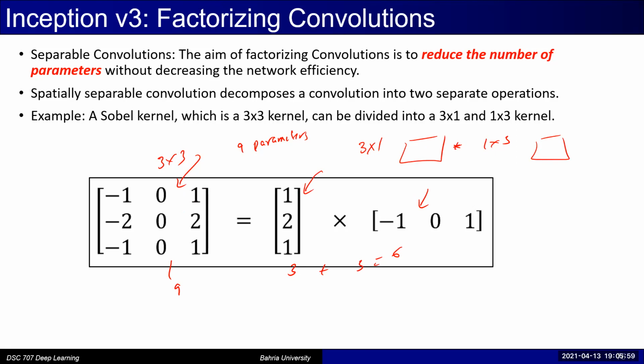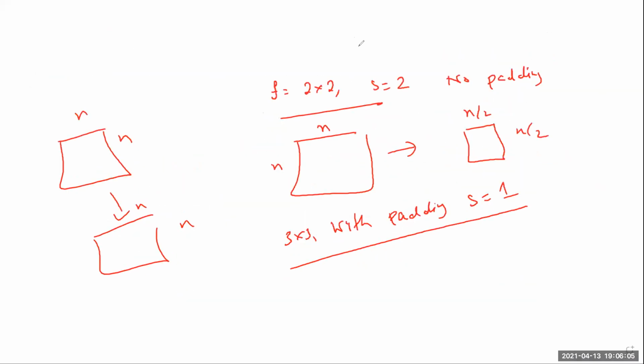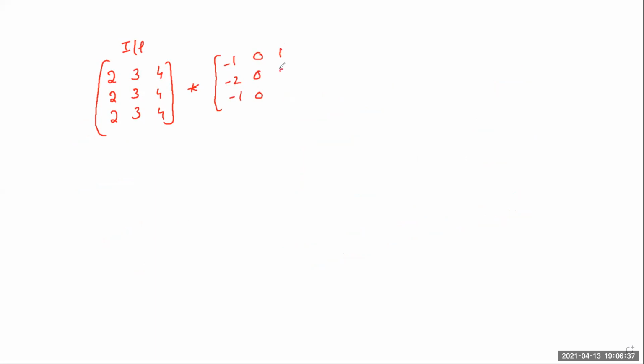Just to convince ourselves that we can actually get the same thing, let's take an example and apply convolution on it. Let's do a numerical example. Suppose we have an input which is 2, 2, 2, 3, 3, 3, 4, 4, 4. I just take a small patch, which is 3 by 3. This is my input. And we do convolution with the 3 by 3 filter, which is -1, -2, -1, 0, 0, 0, 1, 2, 1.